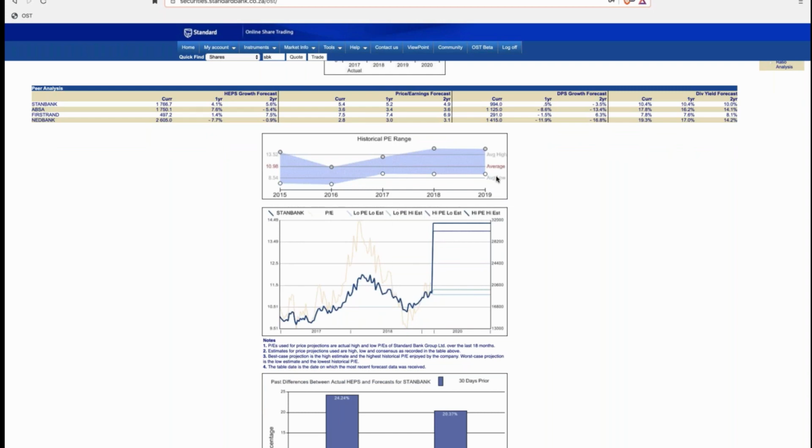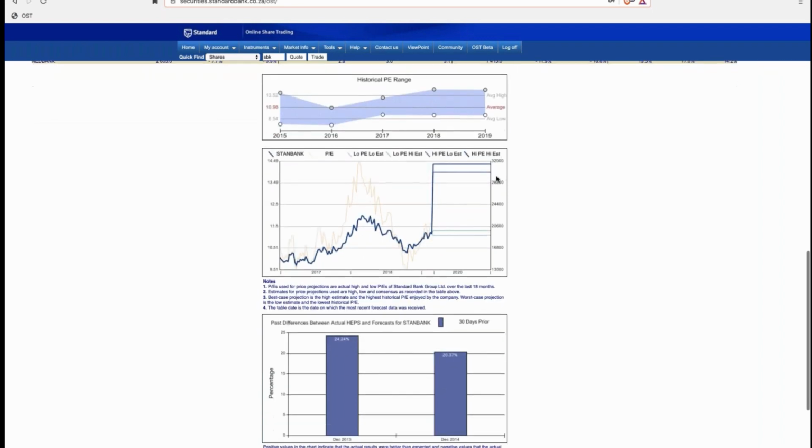The price range is nice. It tells you that the average PE has been 10.98 over the last 5 years. And this one here just is, under certain circumstances, how does it play out? Fairly useless.